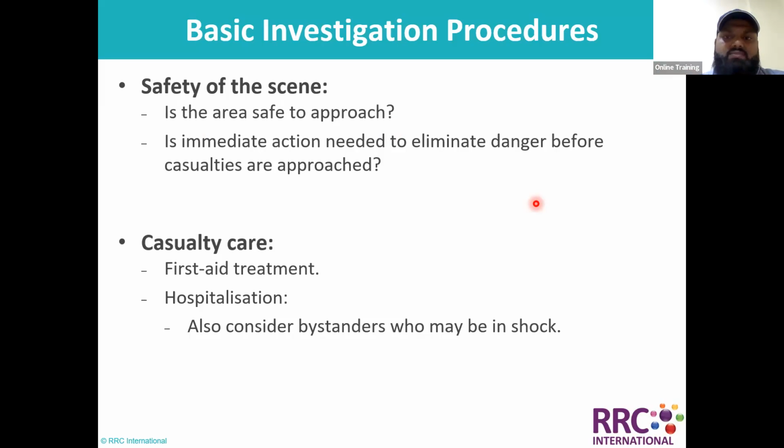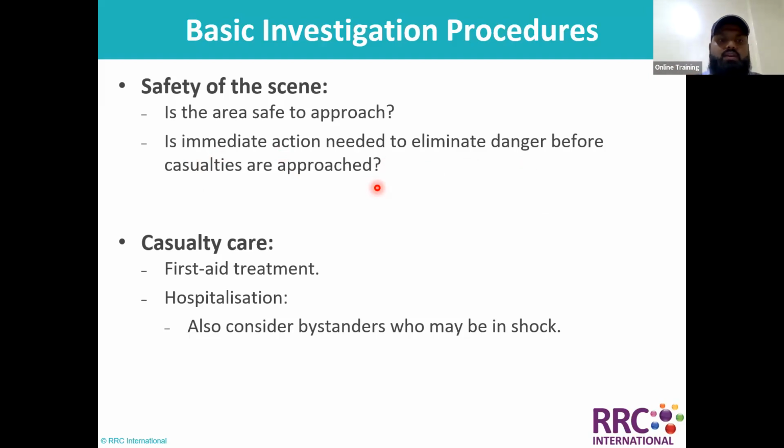If the scene is safe, then I will approach the person, and I will try to secure the area. Okay, then is immediate action needed to eliminate the danger before casualties are approached? Maybe we have to eliminate the danger. Perhaps I have to shut down the power before I approach over there. Perhaps I have to close the valve for the process plant, so that the gas leak should be stopped. Okay, so in that way, immediate action may be required and you have to take that.